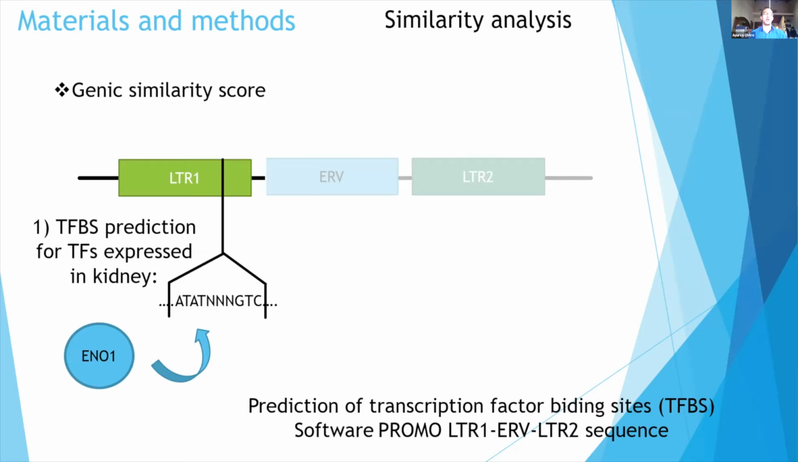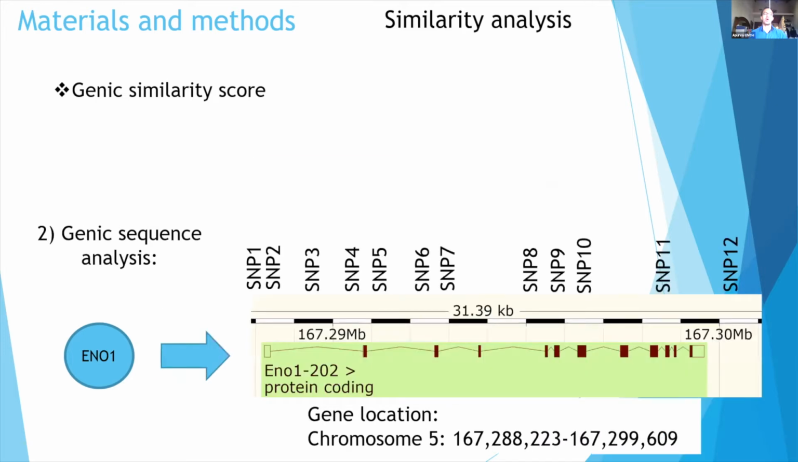We did a prediction for transcription factor binding sites in all 3 sequences using transcription factors that are expressed in kidney or kidney-related tissues such as collecting tubes. For example, here we have NR1 was discovered as one of those transcription factors able to interact with DNA sequences for those insertions. The second step was to perform the similarity score analysis.